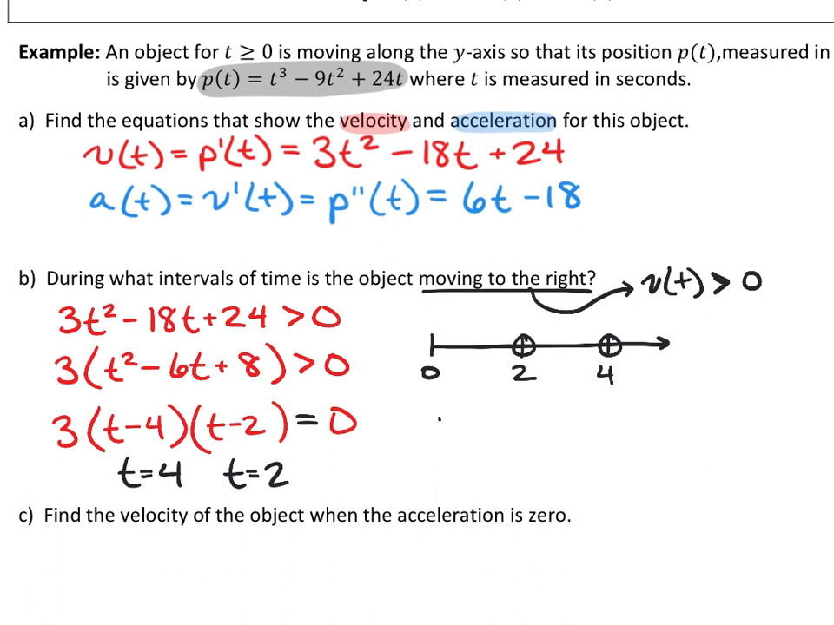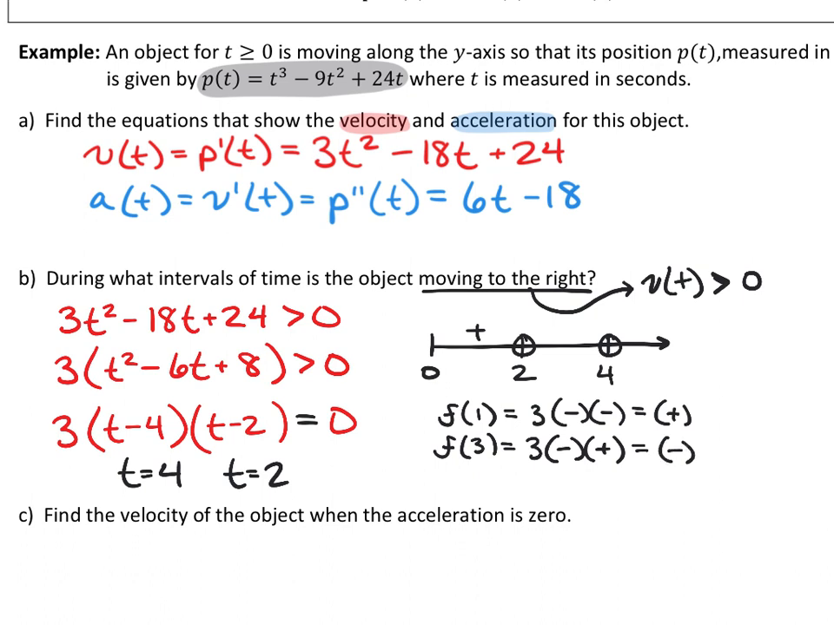So what I want to do is say, okay, what if I plugged in 1? Number 1 is in that first little interval. If I plugged in the number 1, it would be 3 times a negative number times a negative number, which means it's a positive number. Obviously, I could straight up plug in 1, but I don't care about the number. I just care about whether it's positive or negative. What number could I plug in for the second interval? 3. So this would be 3 times a negative number times a positive number, which means that part's negative.